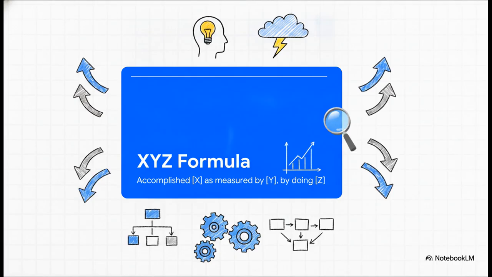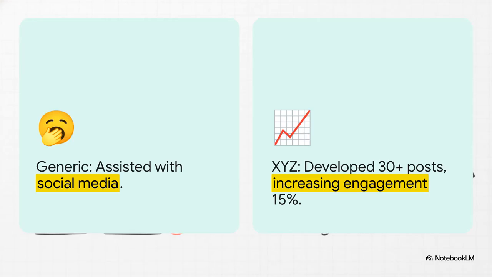X is your outcome, Y is your proof, and Z is the technical method you used to get there. Notice the dramatic difference here. The XYZ method completely transforms a passive duty into a mathematically measurable business impact. Instead of saying you assisted with something, which tells the system absolutely nothing, I mean, you might as well have been fetching coffee, you developed 30 plus posts. That's your X and Y, and you did it by using Hootsuite Analytics. There is your Z. You are proving your capability with hard data that the ATS and the human recruiter are both going to love.